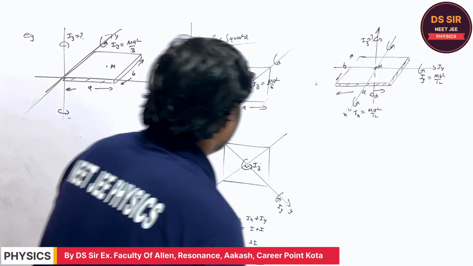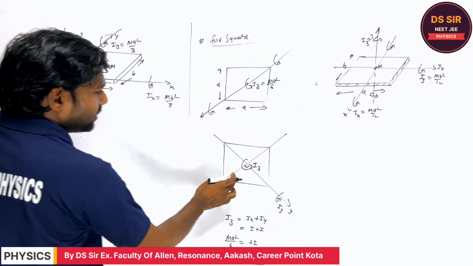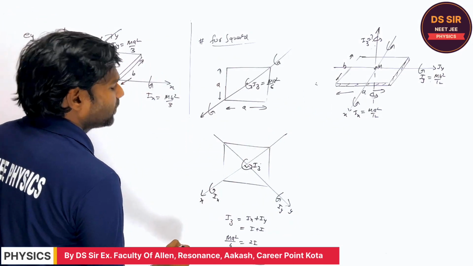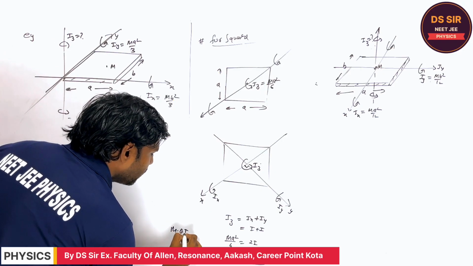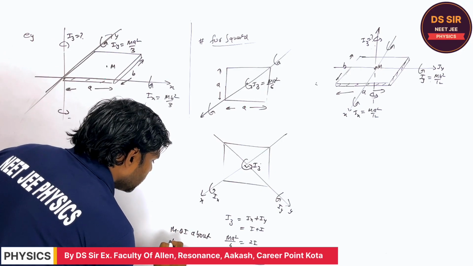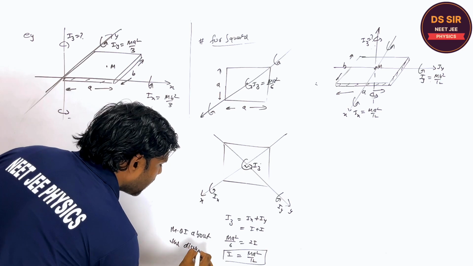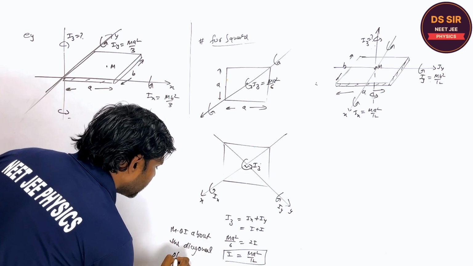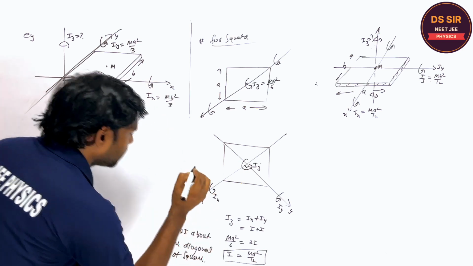Listen, one very important question. Suppose this is the square, and this is the moment of inertia about one of the diagonals. You may write moment of inertia about the diagonal of the square, right? So this is the thing.